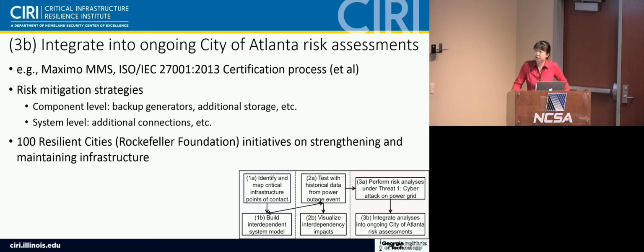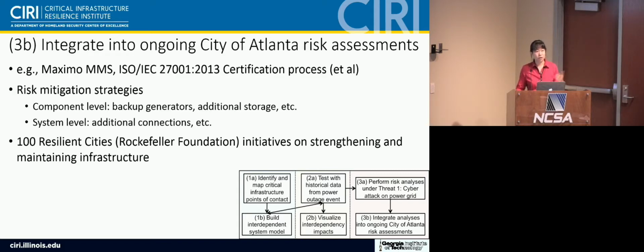And then one other big initiative that I've been working on that I think is a great opportunity for CIRI to really go from research into practice: Atlanta was recently selected as one of the 100 Resilient Cities through the Rockefeller Foundation, and I'm actually leading the initiative on strengthening and maintaining infrastructure as part of the 100 Resilient Cities strategic plan. And so we've been talking a lot about how maybe this is an opportunity to work across sectors, look across the city, and integrate more comprehensive risk assessments into assessment of resilience.